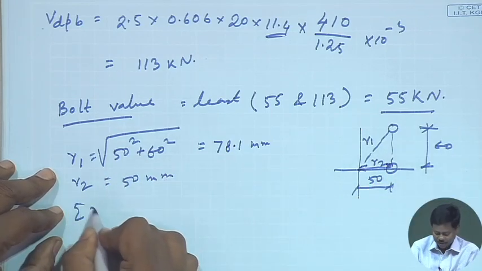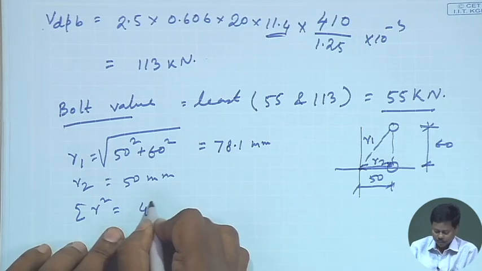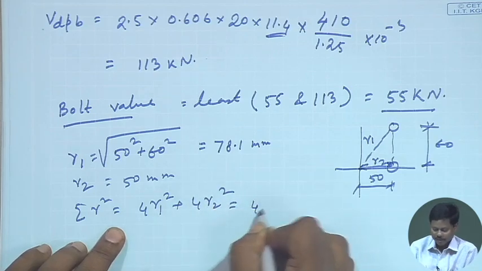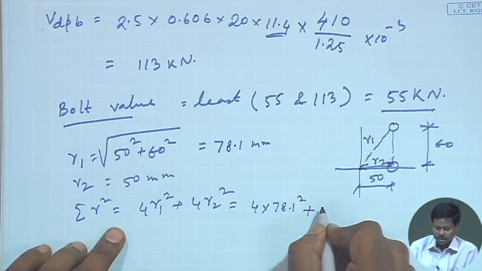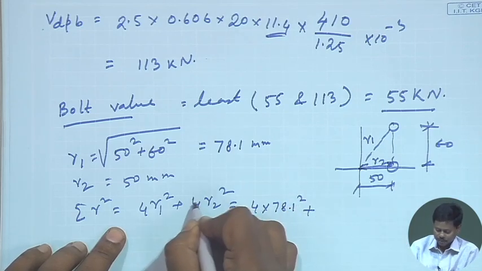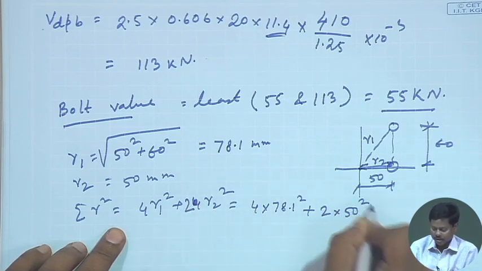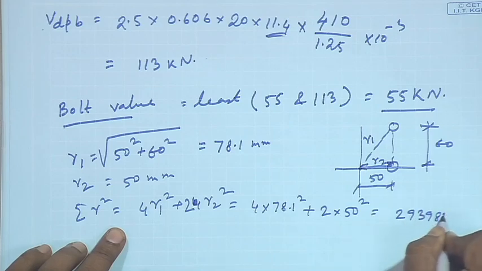So, summation R square means the summation of all R square will be 4 R1 square plus 2 R2 square. So, we can find the value of this summation of R square, 4 R1 square plus 2 R2 square, so 2 into 50 square. This is becoming 29398 millimeter square, right.